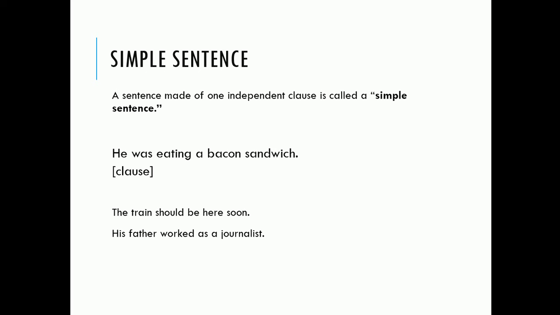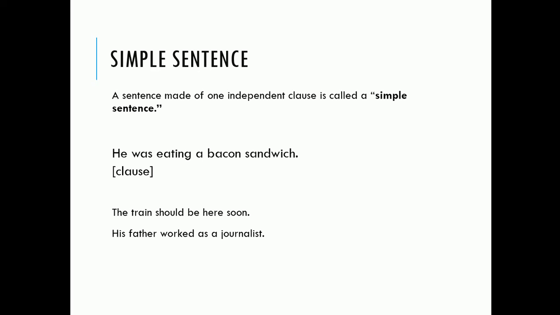If we look at the example here, he was eating a bacon sandwich. The subject is a boy, and he has been recognized here with the pronoun he. The action that is being performed is that of eating, and the recipient of the action, namely the object, is a bacon sandwich. The next kind of sentence is a compound sentence.